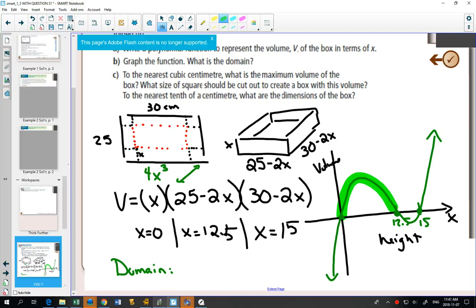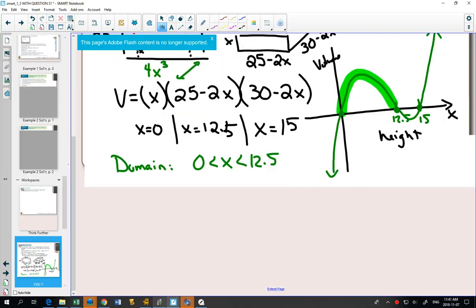But why can't I cut out a square of 13? It'll be too big. You see on the 25 side, if you cut out 13 on both sides, you're past 25. And that won't make any sense whatsoever. So our domain is that our x value has to be between 0 and 12.5. In some textbooks, they'll include 0 and 12.5, because technically you could not cut anything out and have a volume of 0. Technically, you could cut out 12.5 and be left with a thin piece of cardboard that still has a volume of 0. But if you want an actual volume, you would have to cut out something.